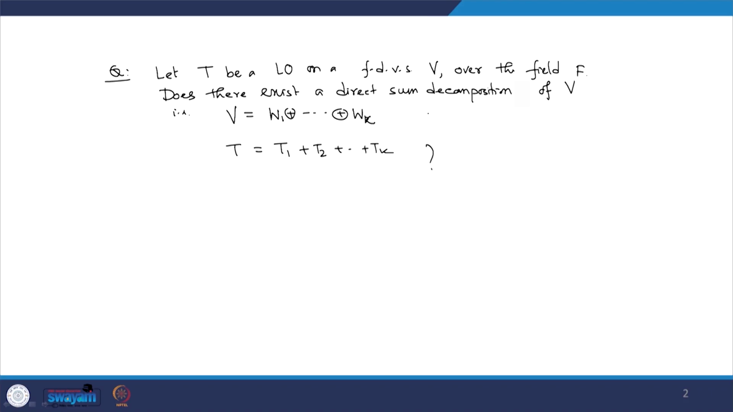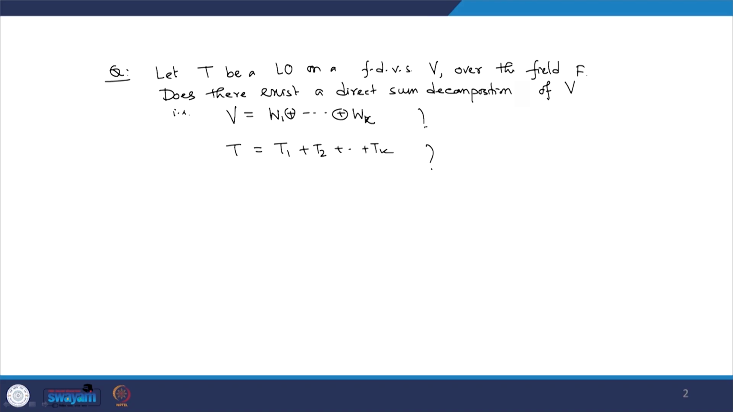So, this is basically the question. Does there exist a direct sum decomposition of V like this, and the operator T can be written as T1 plus T2 plus Tk? I mean, do there exist such linear operators, which are basically restrictions of T to the corresponding subspaces? As earlier we have seen, when the vector space has a direct sum decomposition of invariant subspaces, T can be written as a sum of operators T1, T2, ..., Tk.